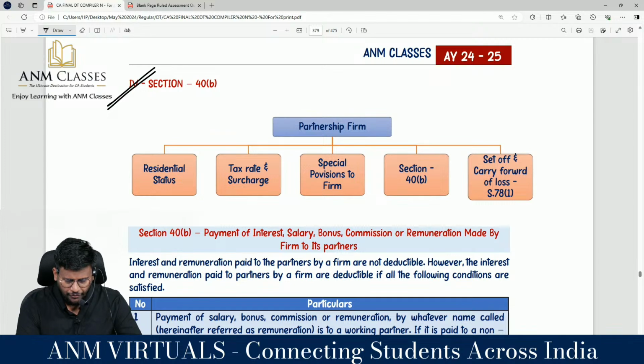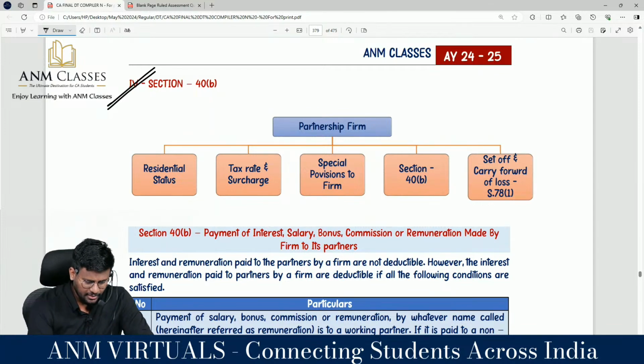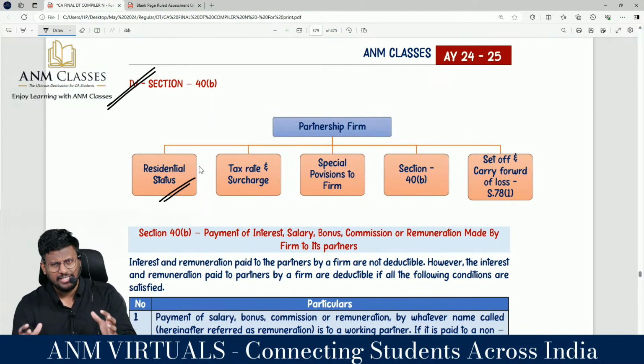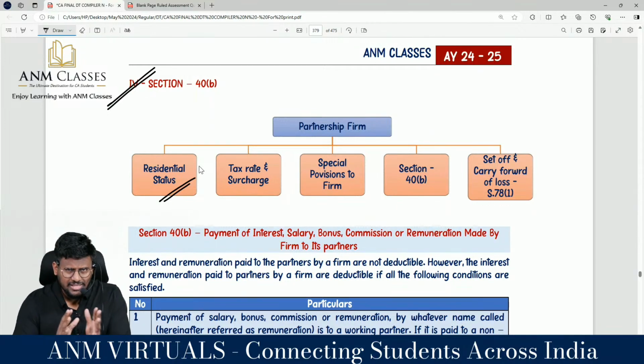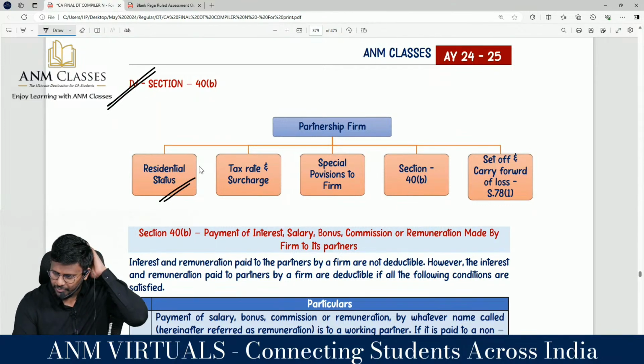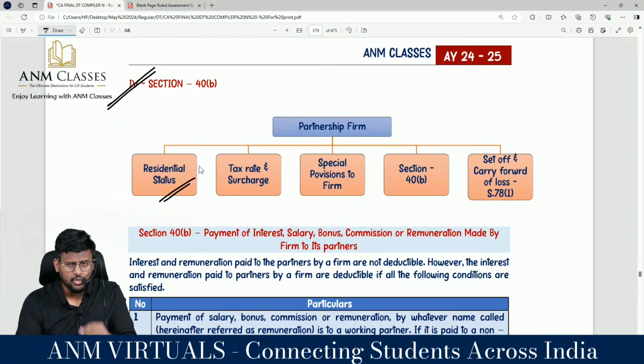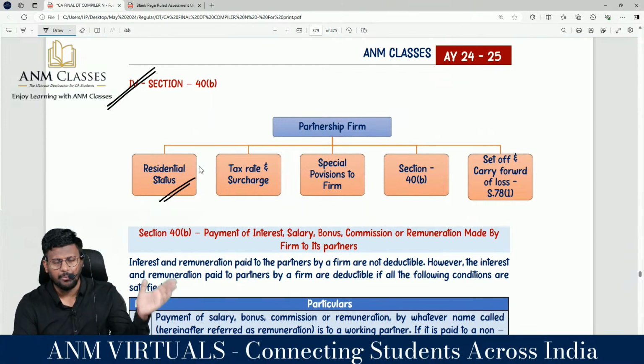Sir, we are on the verge of completing the assessment of partnership firm, AOP or BOI. In that, we have understood the residential status of a partnership firm. There are only two classifications, resident or non-resident. Whether resident or not is based upon control and management. If the control and management is wholly or partly in India, that partnership firm is a resident. If the control and management is wholly outside India, then that partnership firm is a non-resident.